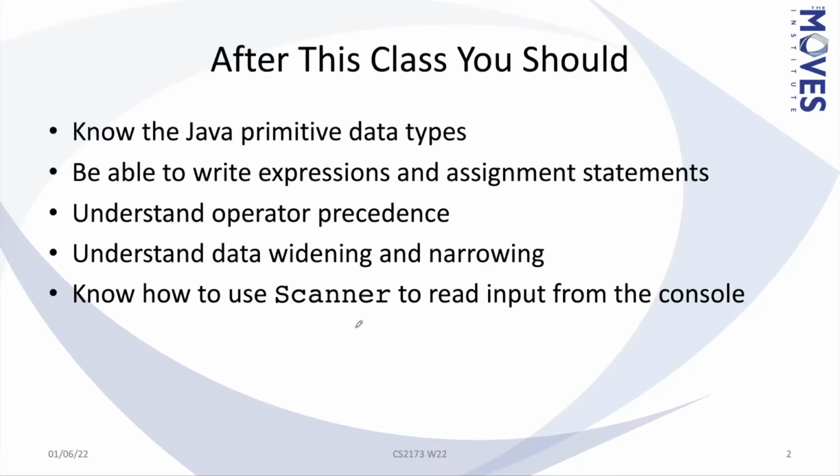Okay, so the objectives of this class are to know what the Java primitive data types are. There are 7, and we're only going to be concerned with a few of them. You should be able to write expressions and assignment statements. That's something that you can do right now in your other languages. Understanding the operator precedence, that can be important in trying to figure out what a particular expression is going to produce.